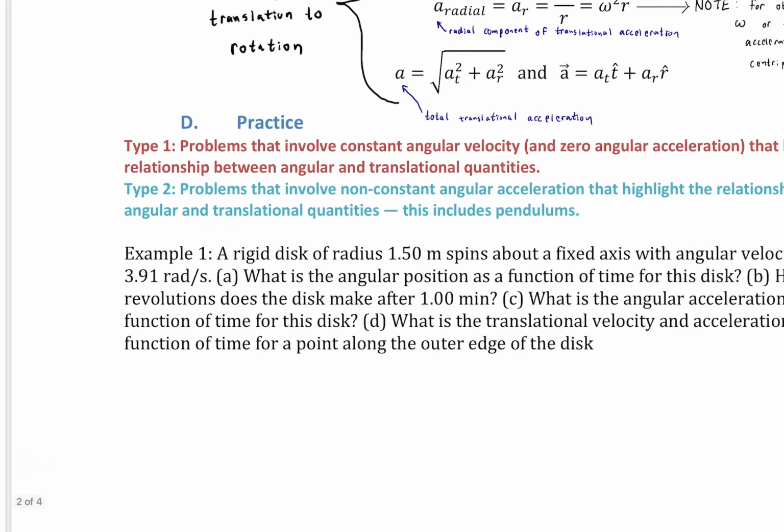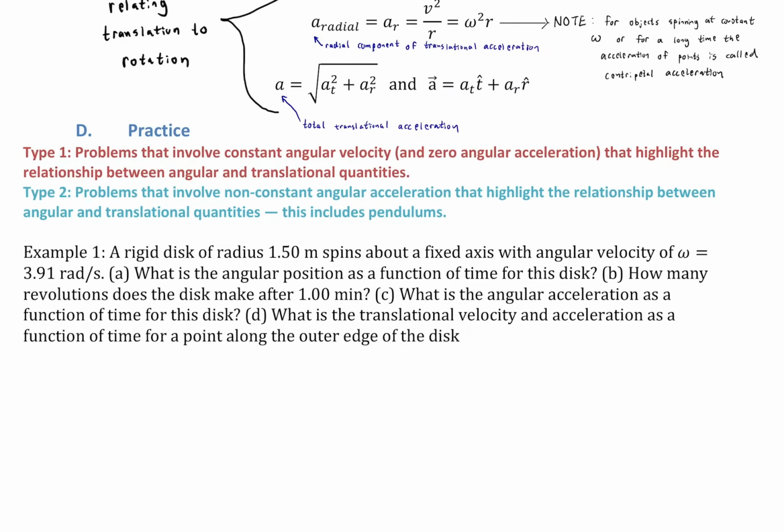And that is what we want to do with some practice, with some examples. So let's do it. All right, so we have two types of problems here. Type 1: problems that involve constant angular velocity and zero angular acceleration that highlight the relationship between angular and translational quantities, because that's what this lecture is all about.